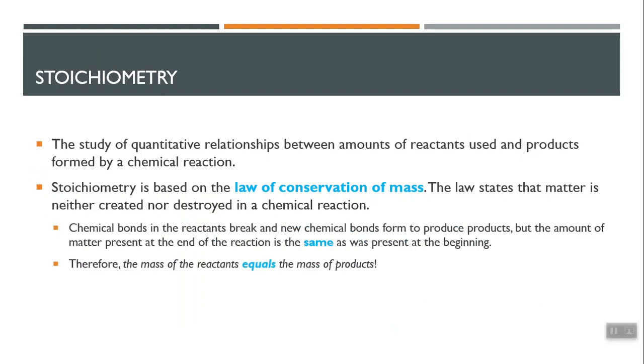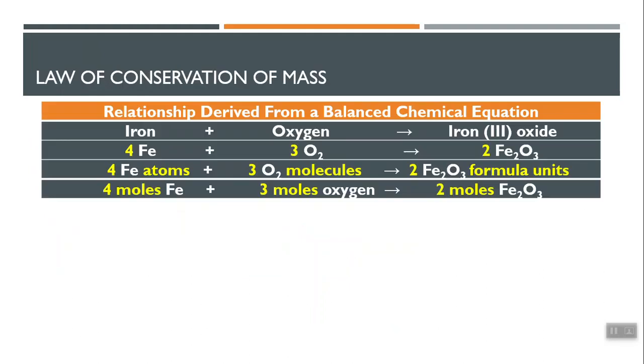And so the law of conservation of mass states that the mass of the reactants equals the mass of the product. So if we take a look at this example, we have iron and oxygen that yields iron 3 oxide. Remember, on the left side of the arrow is where we have the reactants. On the right side is where we have product.